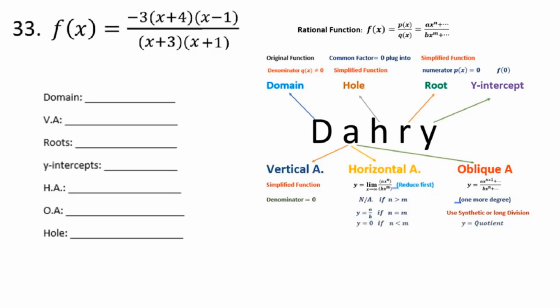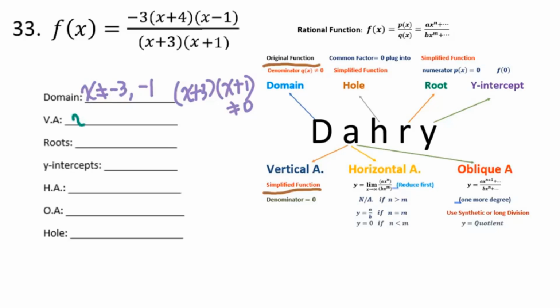For number 33, domain, since there is no common factor for this rational function, the original function will be the same as the simplified function. Domain, denominator not equal to 0. We set up x plus 3 times x plus 1 not equal to 0. Therefore, x not equal to -3 and -1. Then the vertical asymptote lines will be x equals -3 and x equals -1.